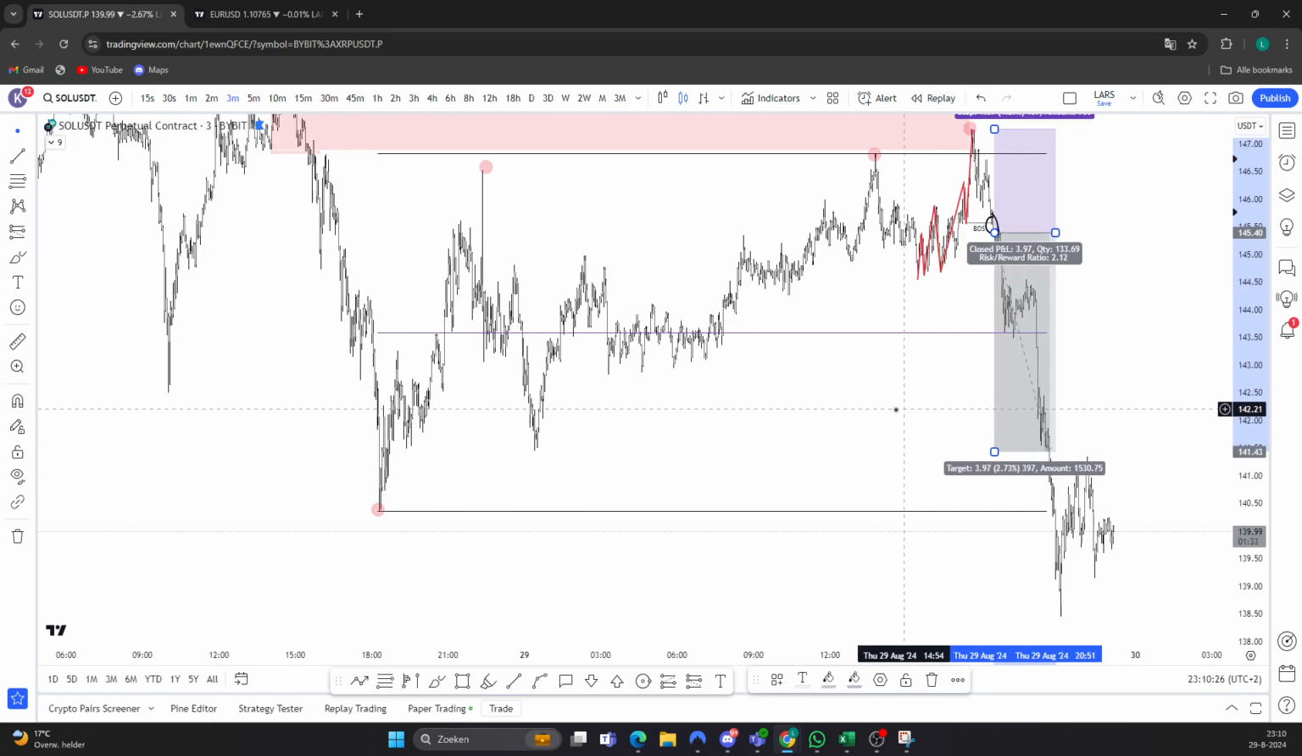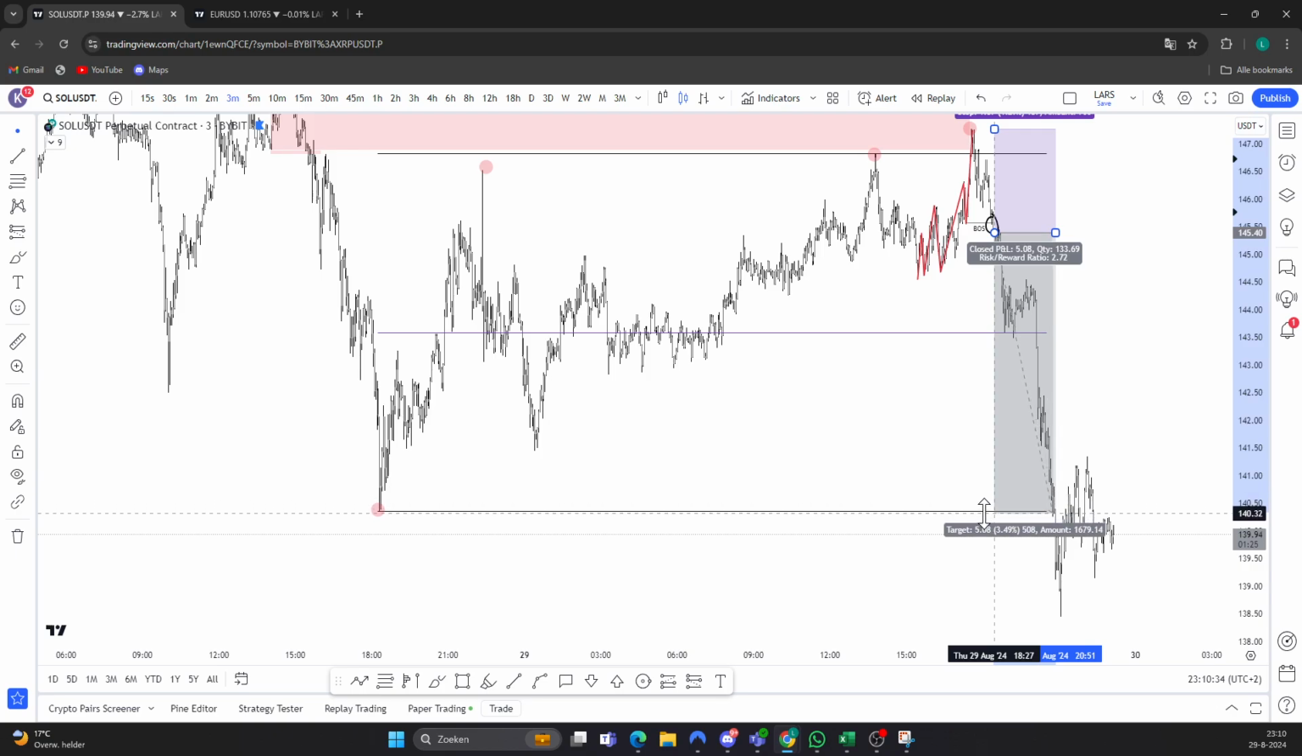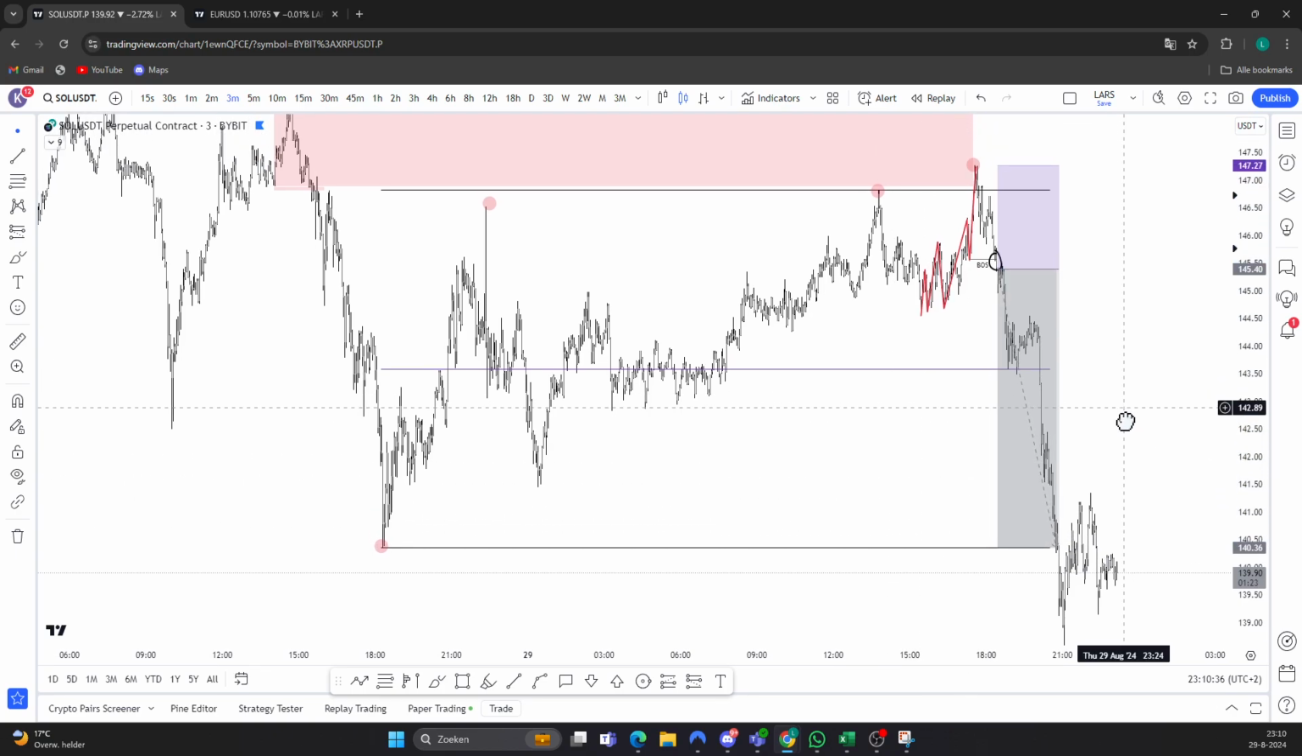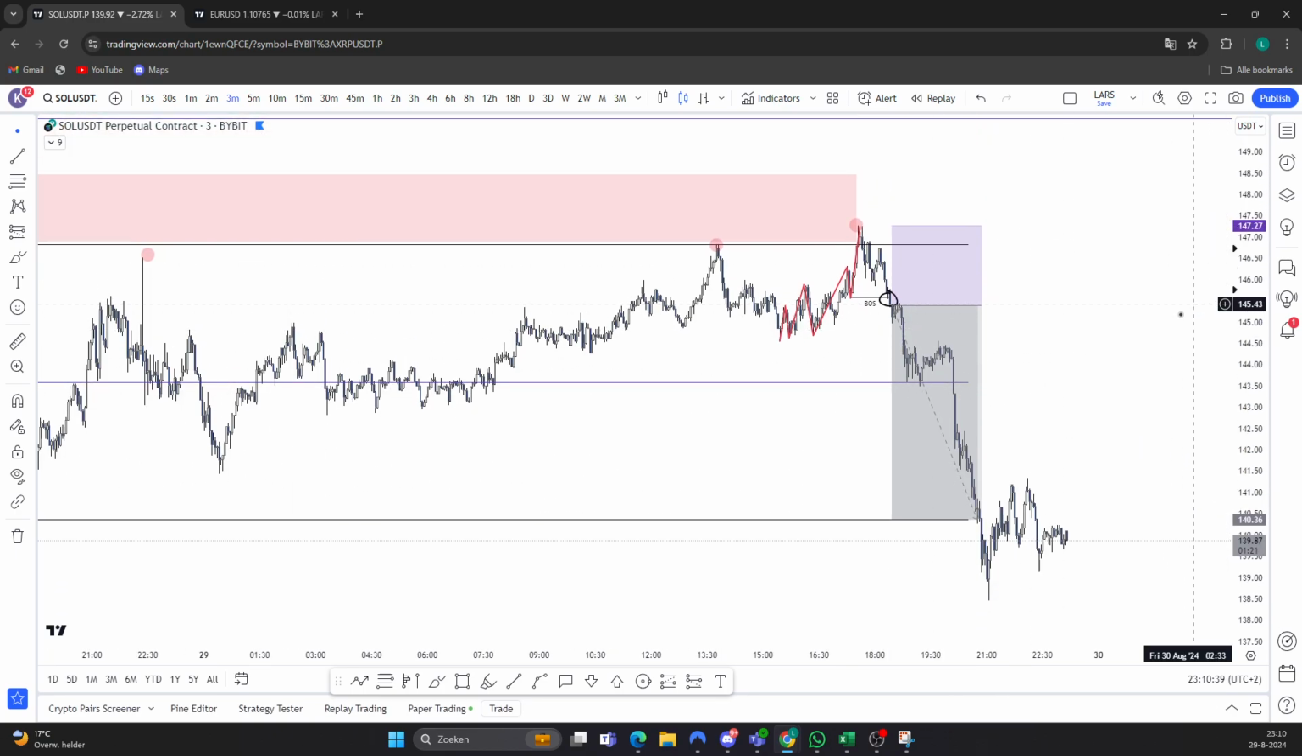But there was nothing below that low to hold price up, and nothing to defend price from taking the actual range low. So you can just easily target here, which is also what I did. And then you have a nice 2.7 risk to reward.